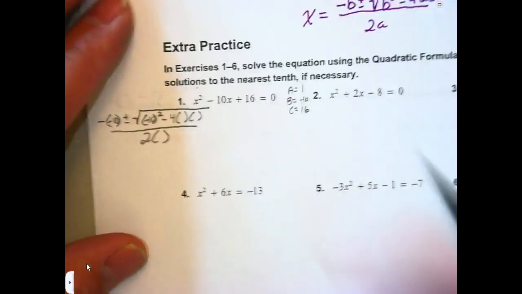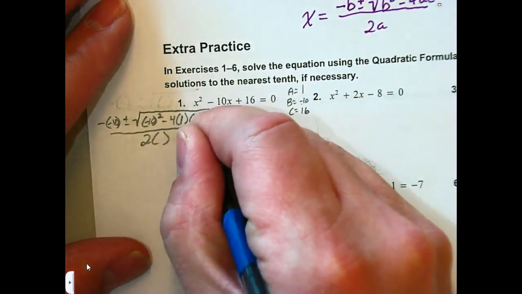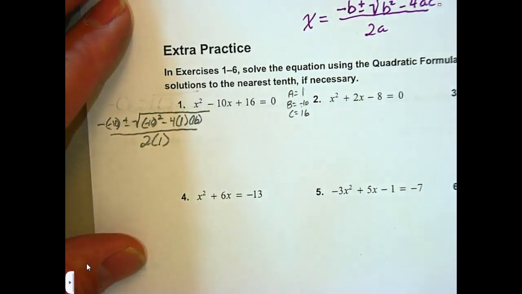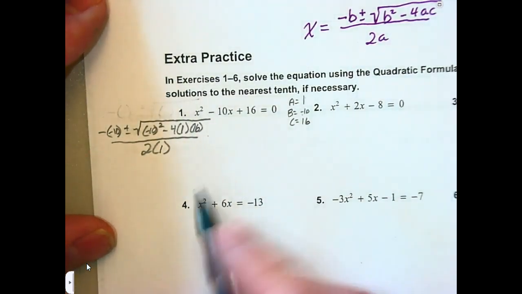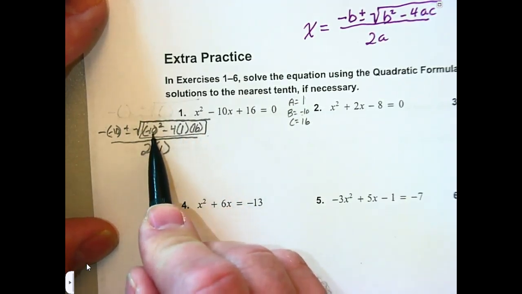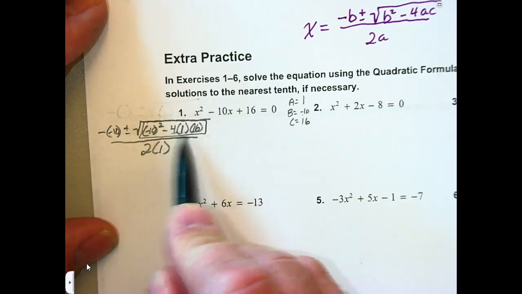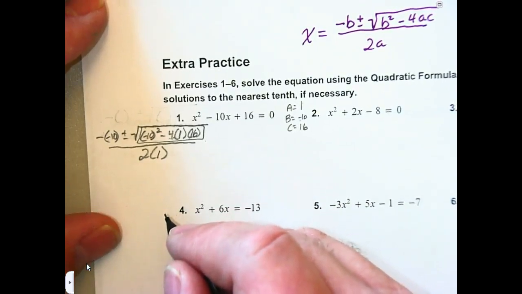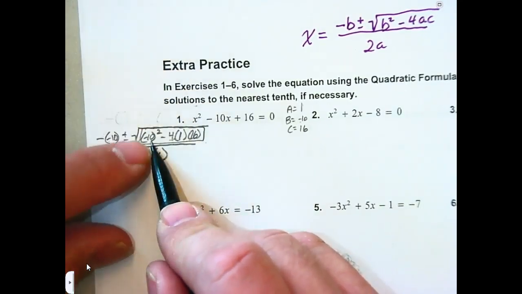It's important. Plus, in math, we always substitute using parentheses. A is 1. C is 16. All over 2A. Okay. Now, what I do is I quickly calculate the discriminant. So I quickly go through this part of it. That's 100. Here I have 64. Well, 100 minus 64 is 36.